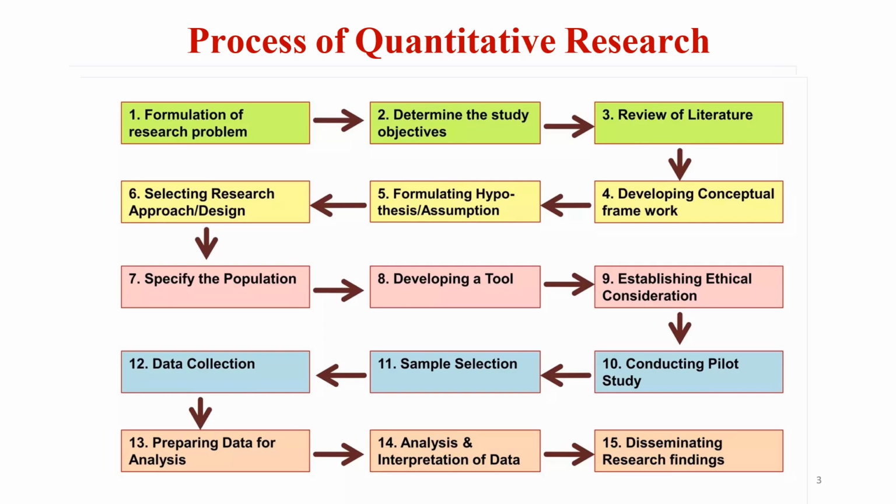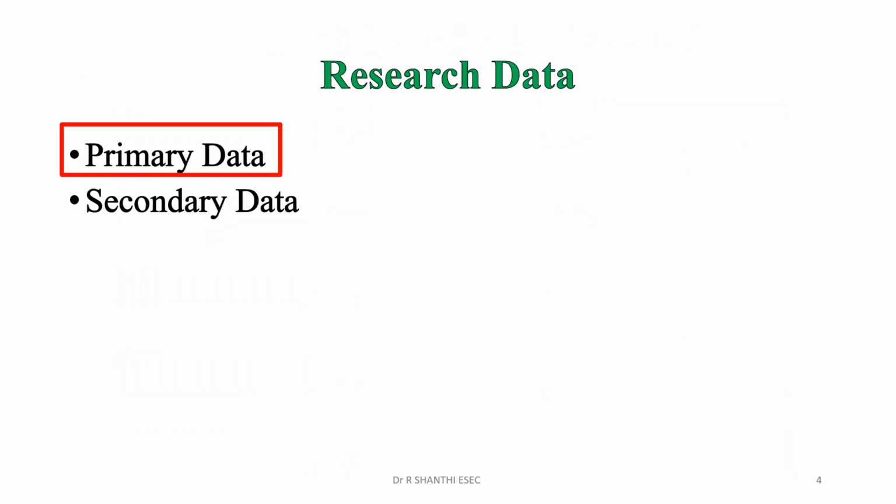And once the analysis is over, we will interpret, come out with findings, give some suggestions, and finally conclude. That way the research ends. Now, as I already said, there are two types of data. One is primary data and the other one is secondary data.